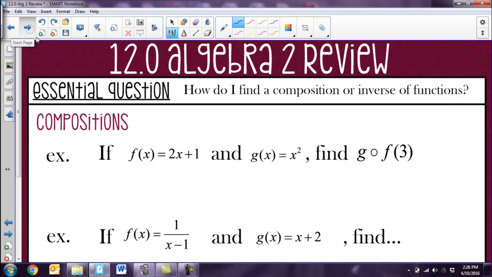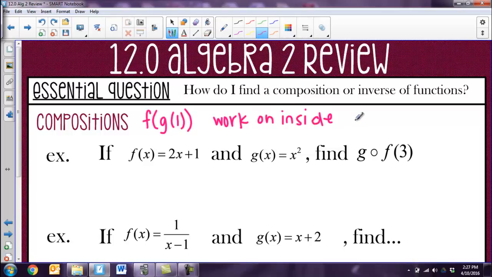Okay. The next thing we need to talk about is compositions. And compositions are basically when you have two functions and they ask you to find something like this, f of g of 1. So the big deal here is work from the inside out. So start on the inside and then go to the outside, just like that Pixar movie.